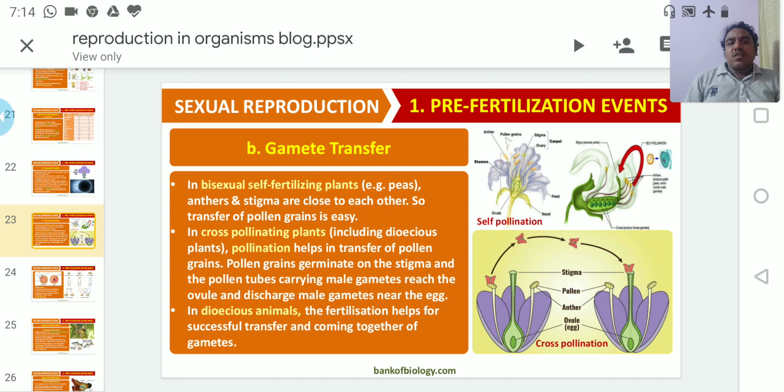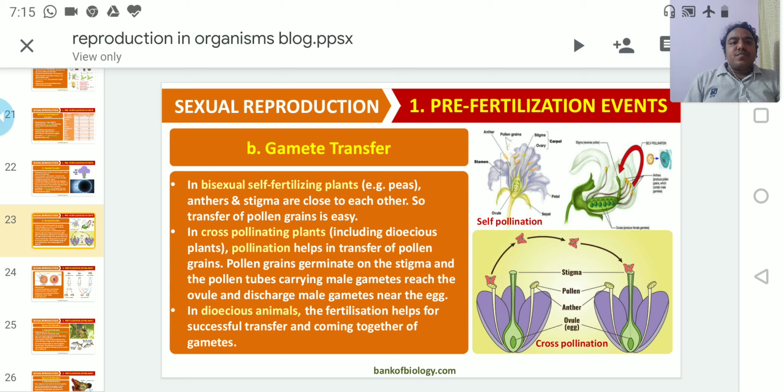But what about cross-pollination? It generally includes dioecious plants. Pollination helps in the transfer of pollen grains. The pollen grains germinate on the stigma, and the pollen tubes carry the male gametes to reach the ovule and discharge them near the egg. This complete process we will discuss in the next chapter, sexual reproduction in flowering plants. Here we are discussing only the process.